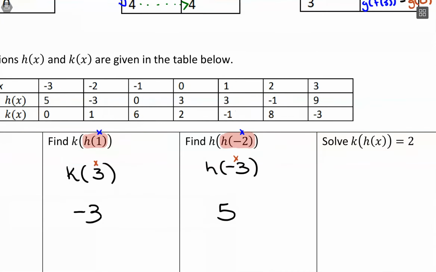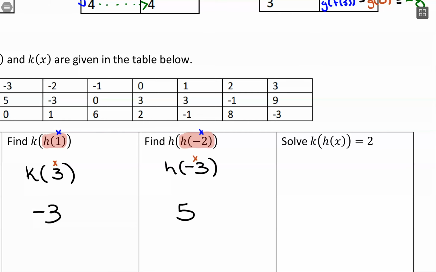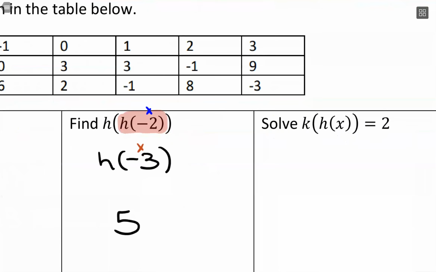All right, solving. So where we're simplifying, we're working from the inside out. Solving, we're going to work from the outside in. So what I'm going to do is start by focusing on k of what equals 2. So I'm going to ignore that h of x for a second. I just want to fill in the blank of what input do I need for k of x in order to have an output of 2.